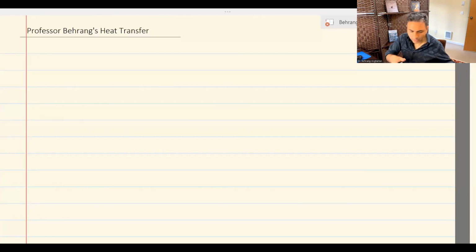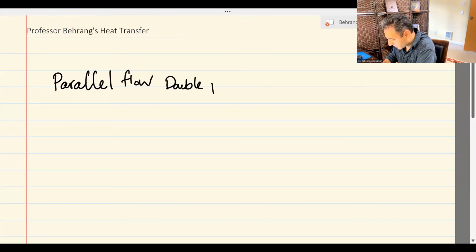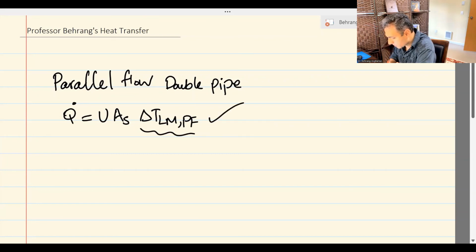Okay, we're back here. So I'm going to explain this one more time, tell you how this works. What I said before is, what if I have a parallel flow double pipe heat exchanger? How do I calculate the total amount of heat transfer? Q dot is U times A_s times delta T_lm of parallel flow. Calculate the delta T parallel flow, and you should be good to go.